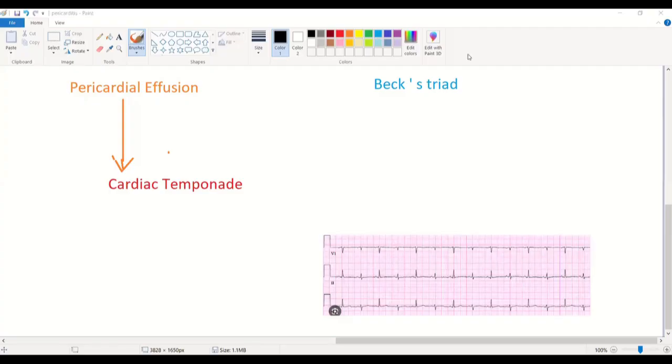So pericardial effusion leads to cardiac tamponade, right? Cardiac tamponade is an emergency, right? Cardiac tamponade is an emergency. So Beck's triad, we already discussed. So what are the main high yield causes of cardiac tamponade?